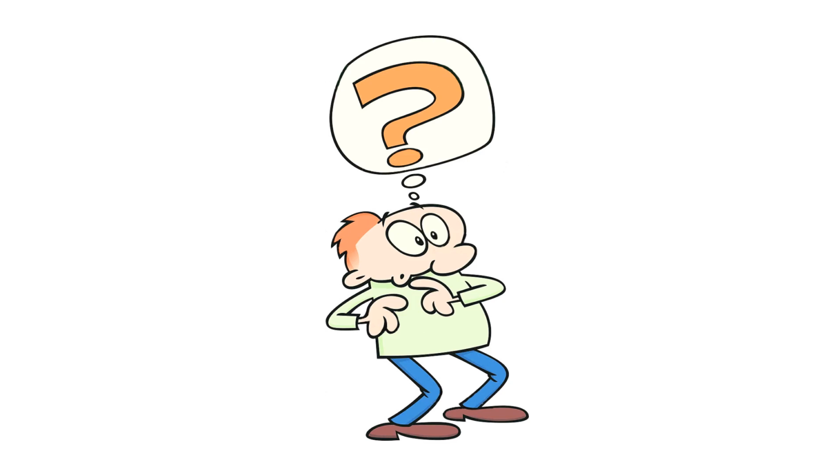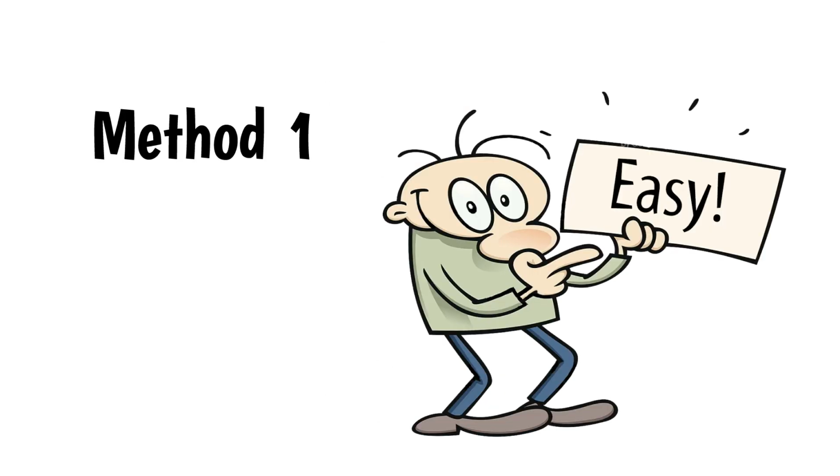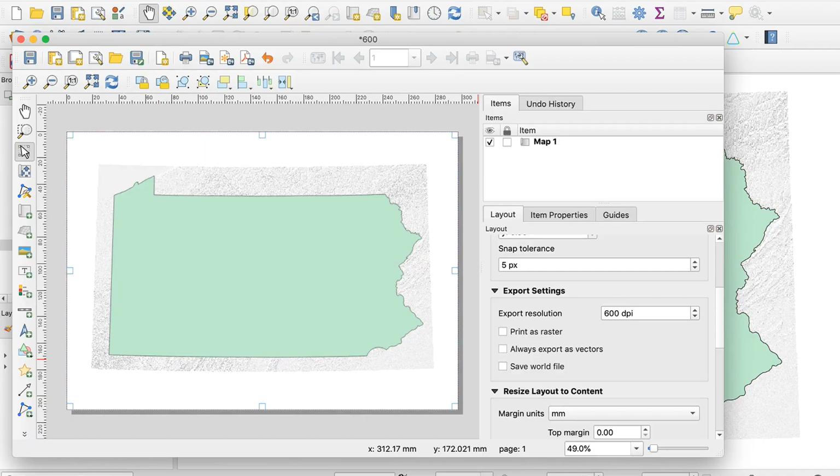There are two ways to do this. Here's the first method. Increase the export resolution in the print layout settings. Here I've increased the resolution to 600 ppi.